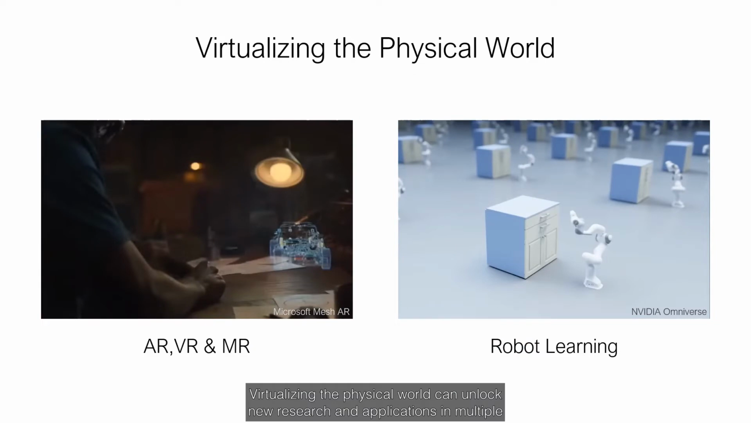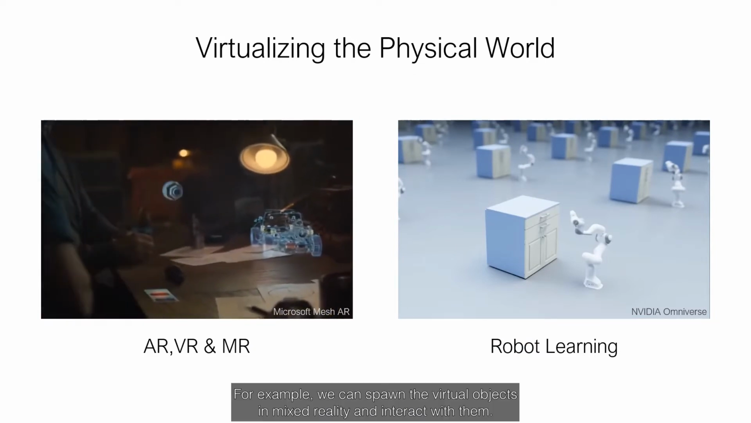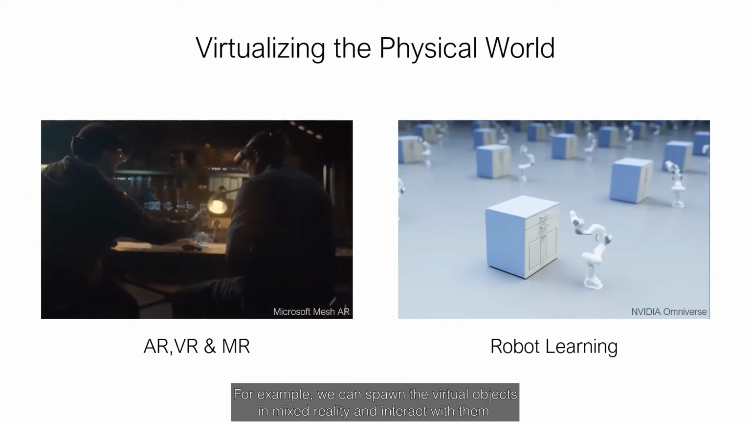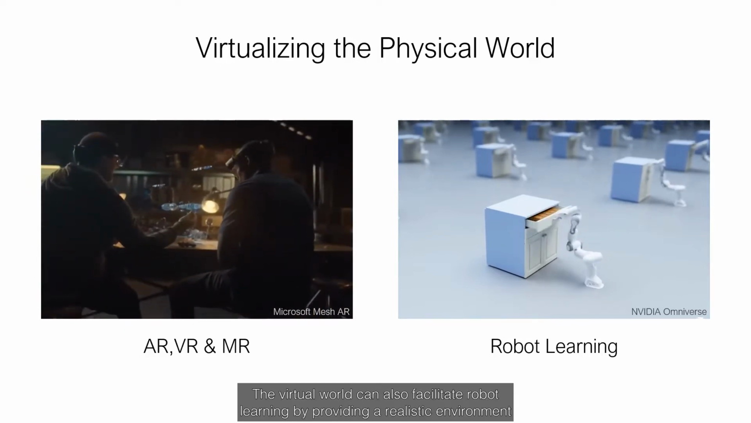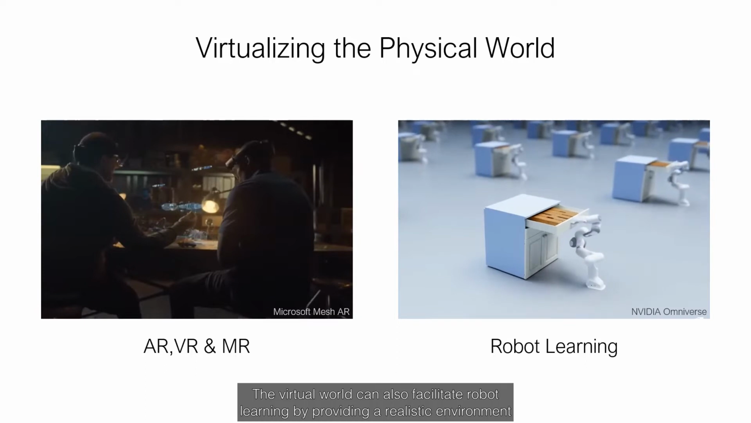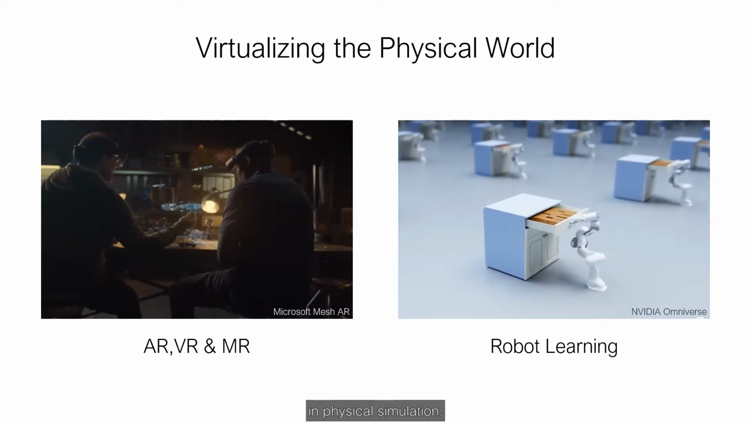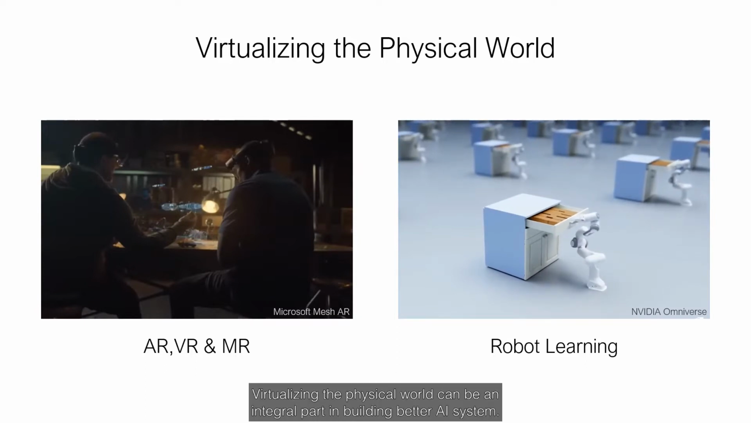Virtualizing the physical world can unlock new research and applications in multiple areas. For example, we can spawn the virtual objects in mixed reality and interact with them. The virtual world can also facilitate robot learning by providing a realistic environment in physical simulation. Virtualizing the physical world can be an integral part in building better AI systems.